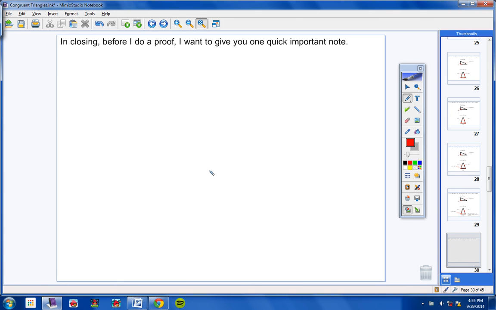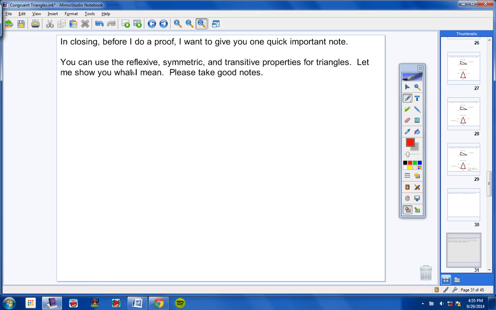Now students, in closing, before I do a proof, and I am going to do a proof today, so no cheers, all right? I want to give you one quick important note. Please write this down. You can use the reflexive, symmetric, and transitive properties for triangles. Write that down, okay? You can use the reflexive, the symmetric, and the transitive properties for triangles.